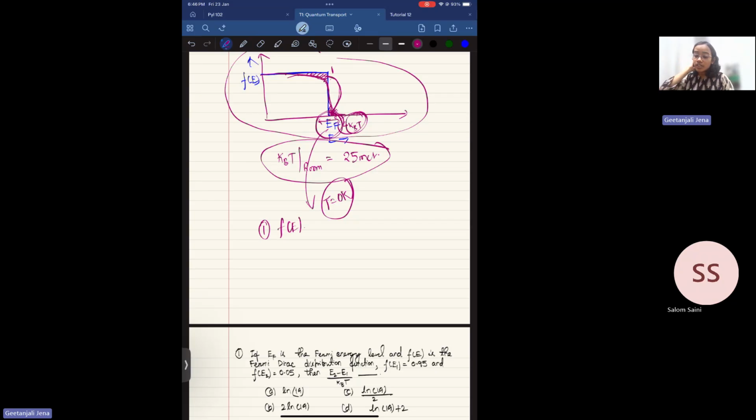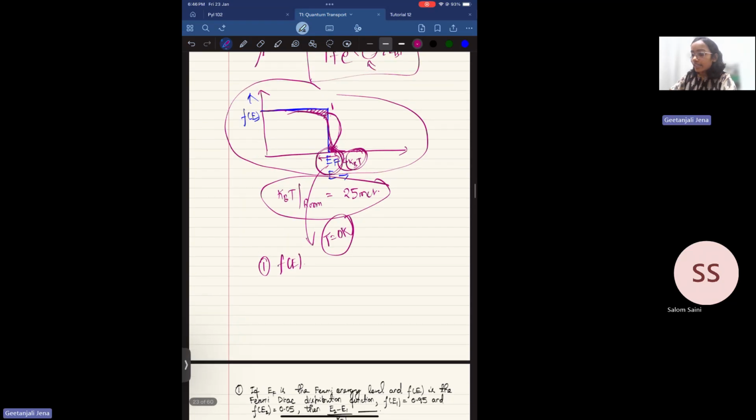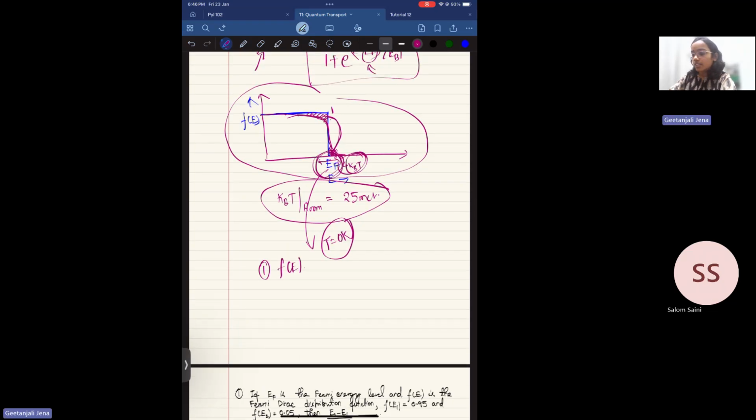But when we go to higher temperature, some of the energy levels in the valence band become empty, and some of the states in the conduction band become filled. Ideally, the Fermi energy level is defined in reference to T equal to 0 K. This is the energy level where all the states are filled for temperature T equal to 0 K, and above this level, all the states are empty.